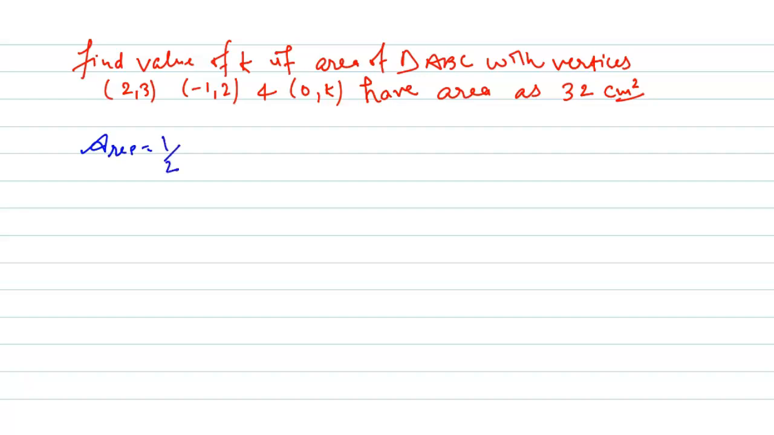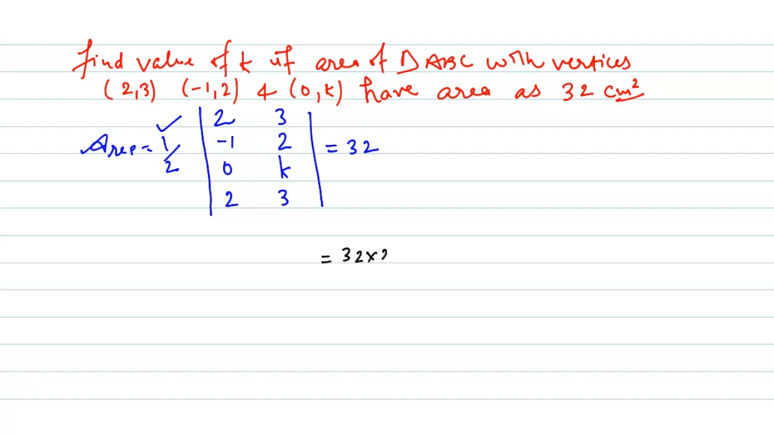Area is given by 1 by 2. Vertical column, first vertex 2, 3. Second minus 1, 2. Third 0, K. First repeat. Answer is given 32. First of all, shifting this 1 by 2 to the right hand side. As we shift, it becomes the product of 32 with 2, of the expansion of this vertical column.